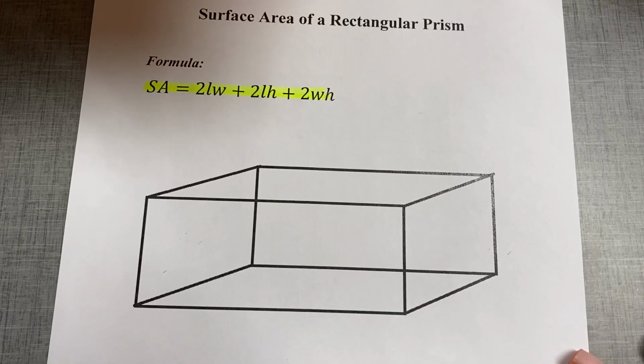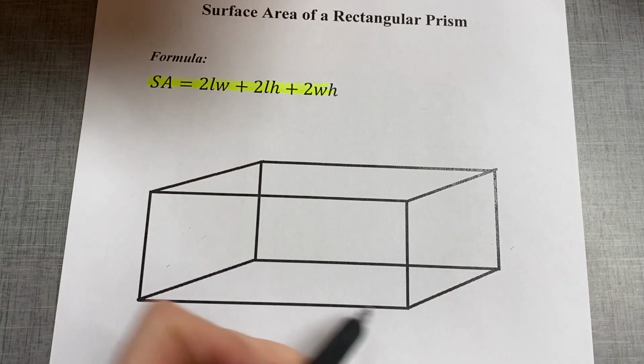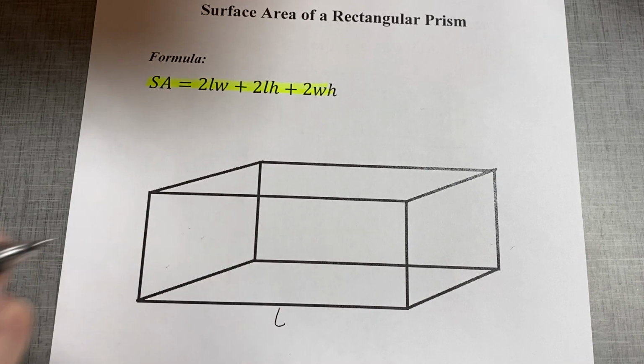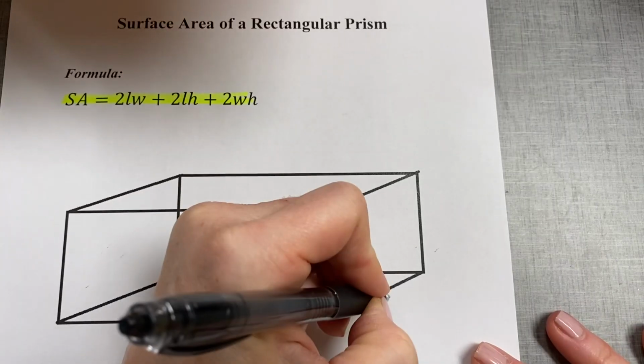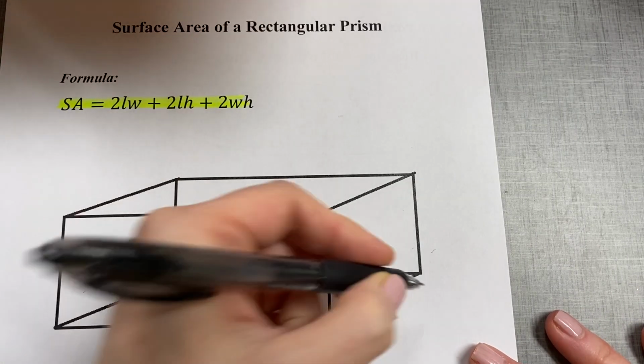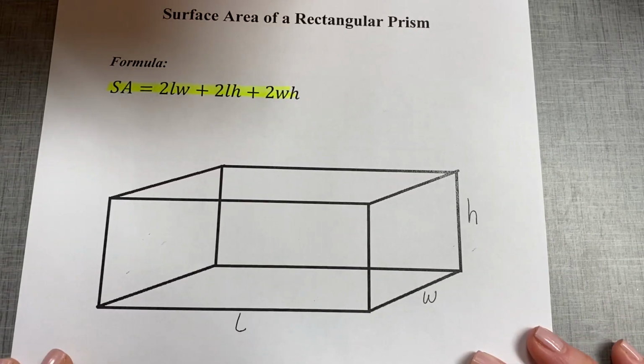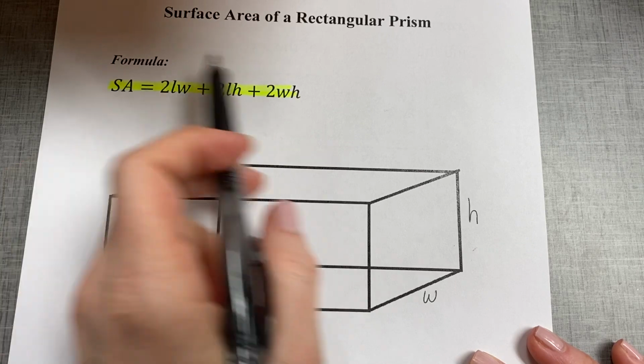So here's your rectangular prism, just a generic one. You know this measurement here is the length. So I'm gonna call this L for length. And this over here is my width. And then of course, the tallness is the height. And there are the 3 dimensions. Okay, so where does this come from?